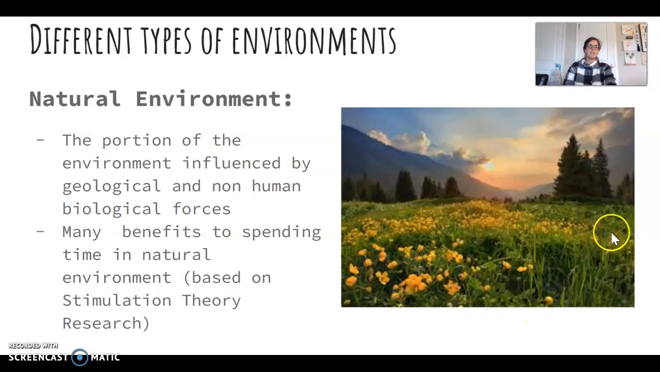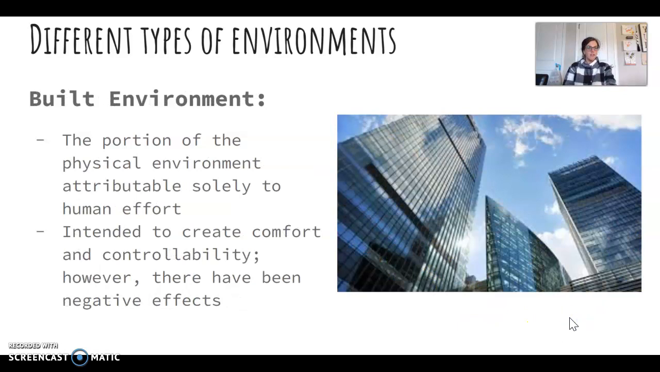So the opposite of a natural environment is the built environment. This is the portion of your physical environment attributed solely to human effort.